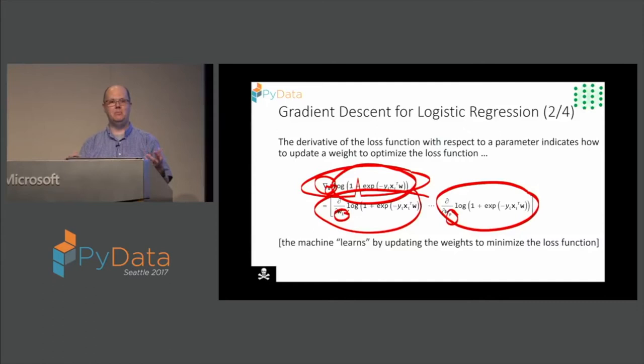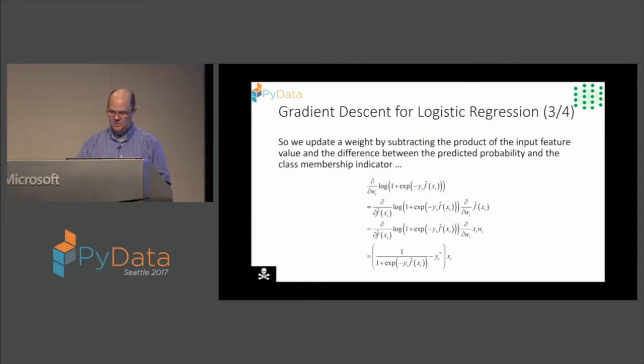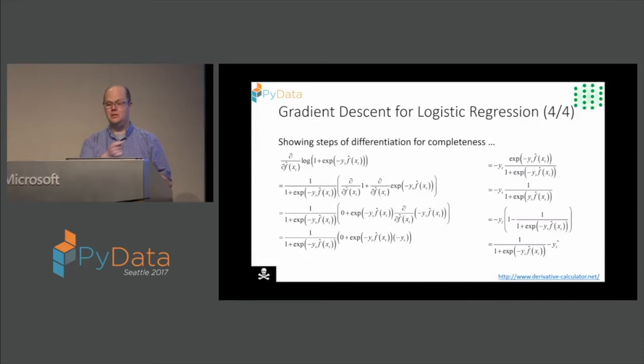The machine learns, quote unquote, by updating the model to minimize the loss function. All right, so we update by subtracting the product of the input feature value and the difference between the predicted probability and the class membership indicator. And this harkens back to the chain rule from calculus. This is our predicted probability, p hat, minus the indicator of whether it belonged to this class or didn't. It was malignant or benign, right, 1 or 0. And this is the actual input data. So the product of this difference and the input data tells us how to update a weight in our model. And this is true in general for deep learning.